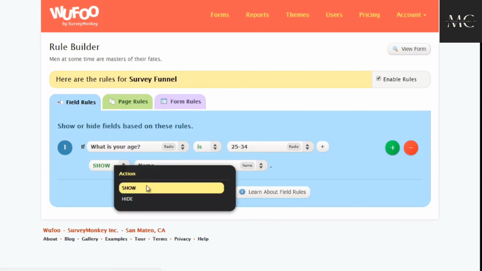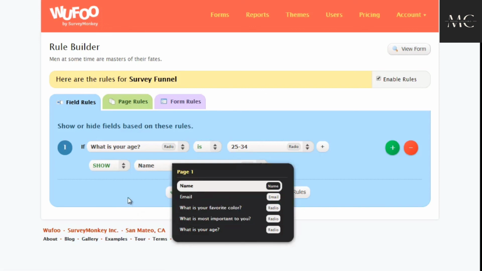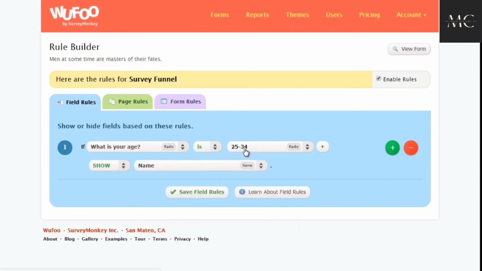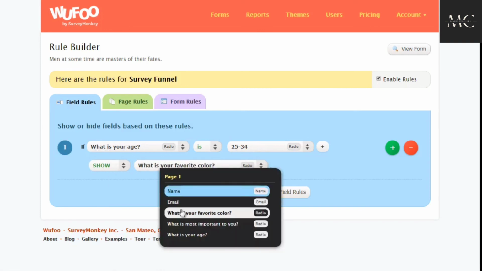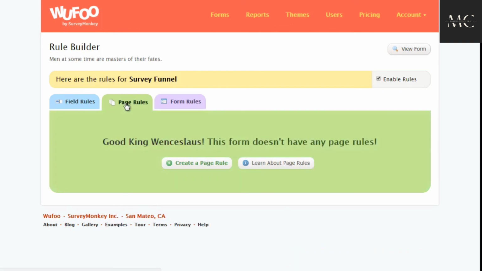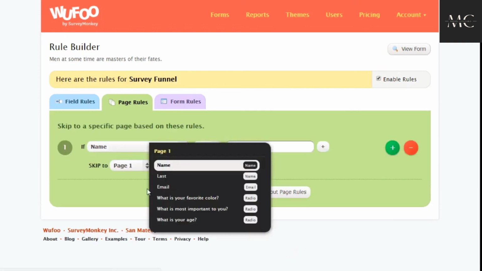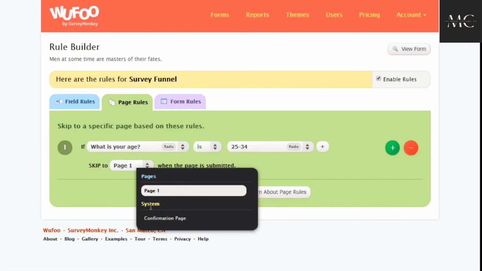then do what? We could either show something else, like another question based on what they choose. And that will allow you to customize the survey as well. So we could do that. So we could say show name, or show what is your favorite color, or something else. So that's for showing the field rules. We have page rules, which allow you to redirect them to a certain page. So you can create a page rule if their age is that, skip to a specific page.